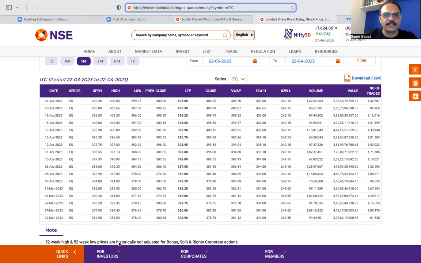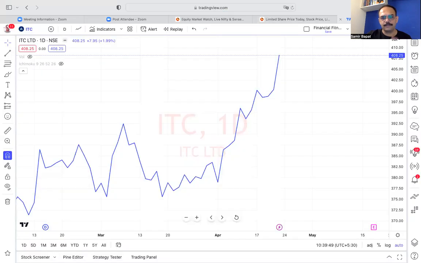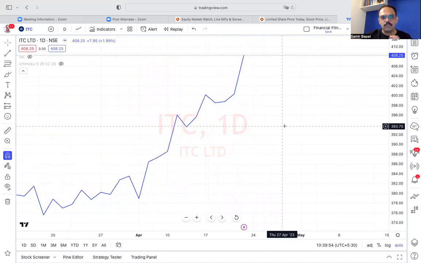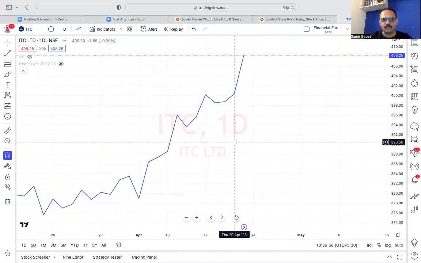So at 3:30, whatever is the close price mentioned here, that close price will be picked up from here. The date will be picked up from here and the graph will be plotted. So how do I know here, if you can see, there is a cross on the chart as my mouse is moving.